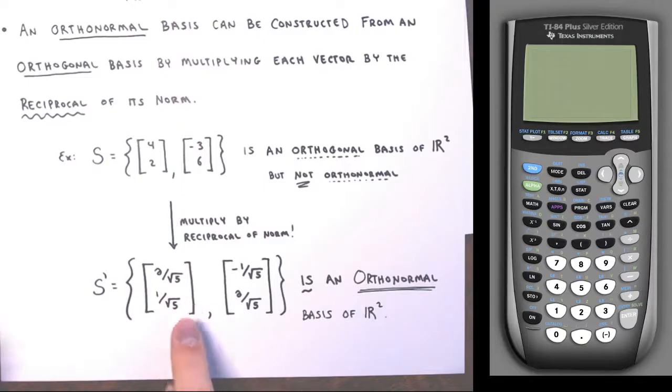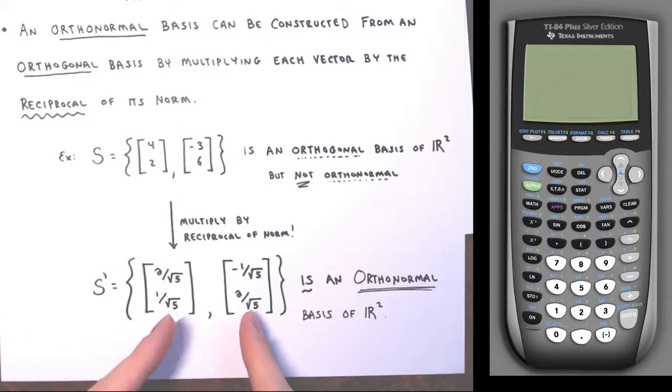and the set is now orthonormal, right? It's orthogonal. The dot product of these two vectors would be 0, right? These two vectors are orthogonal, and now each vector is a unit vector, and you can double check that. Find the norm of this first one and the norm of this second one, and both of them would have a norm of 1.